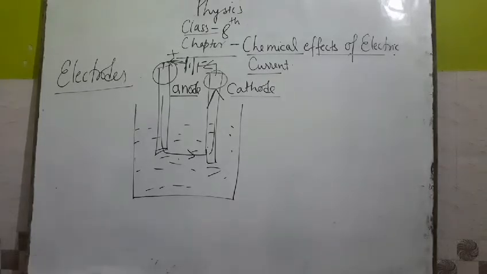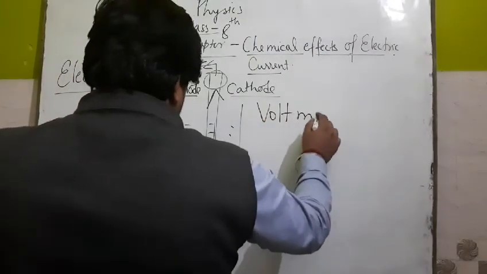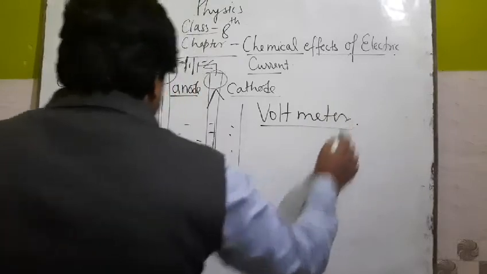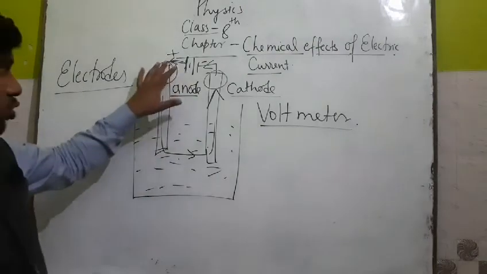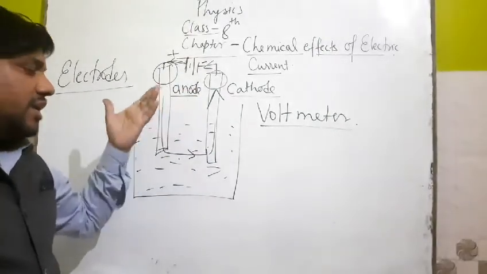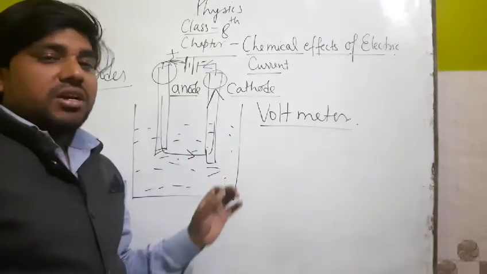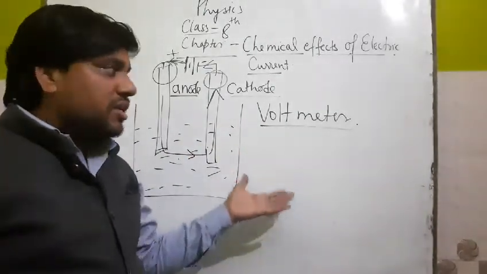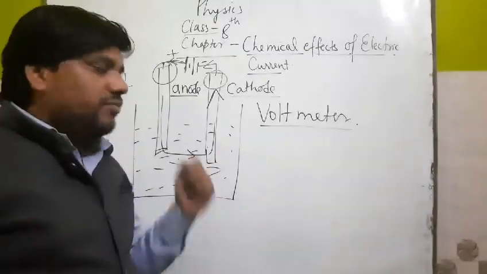Now after that we will discuss voltmeter. What is voltmeter? Instrument which is used for measuring the voltage across the two electrodes is called voltmeter. Means दोनों electrodes के बीच में कितना voltage supply हो रहा है, that is measured by voltmeter. Simply we can say that voltmeter is a device which can measure the potential across the two electrodes.